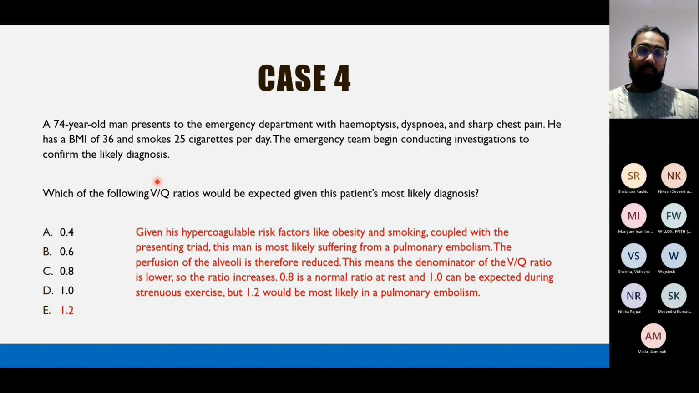You've got 4 liters or 5 liters, whatever, divided by a smaller number than usual, so the VQ ratio is going to go up. And it's probably going to be even higher than 1.2. But remember, 0.8 is normal. 0.6 and 0.4 imply a ventilation problem, and 1 is something we'd physiologically expect during exercise. So the answer is 1.2.